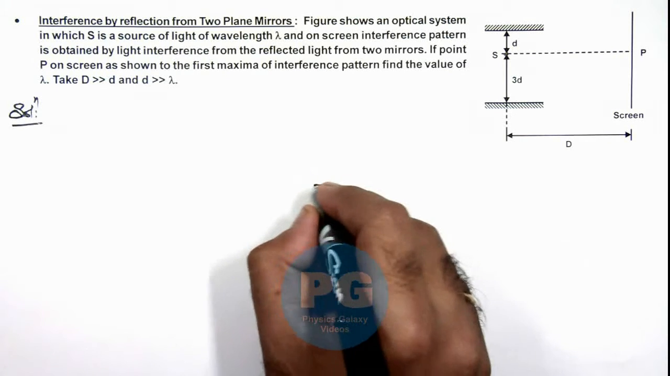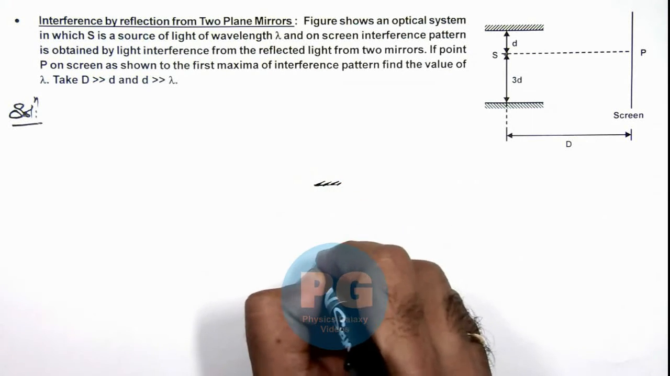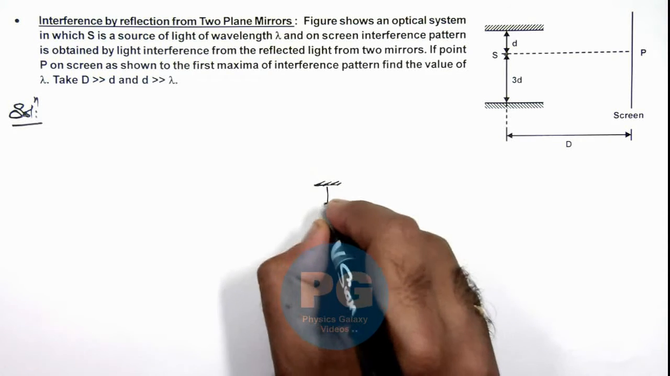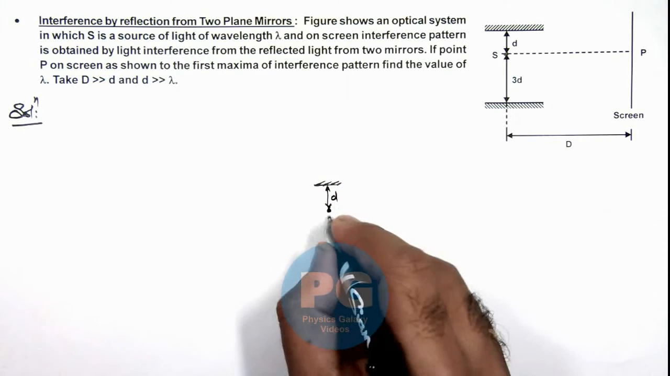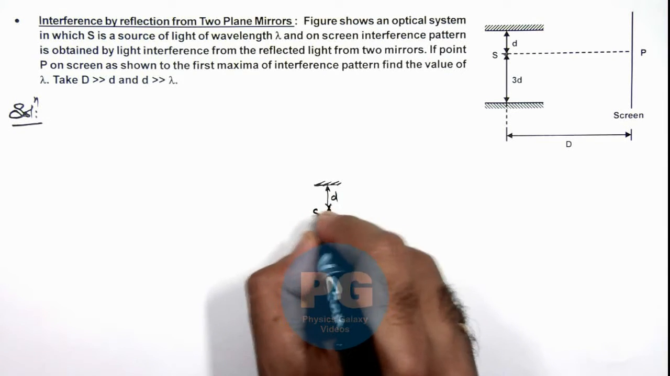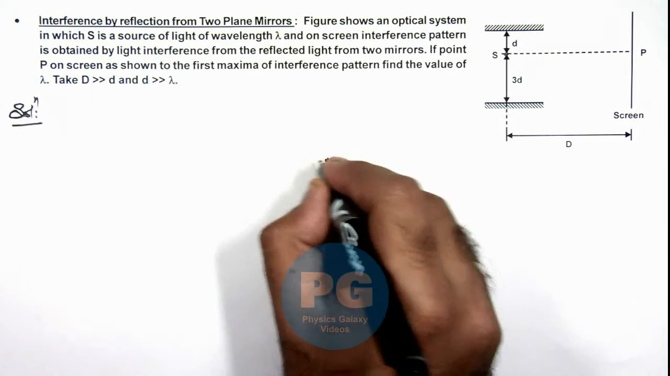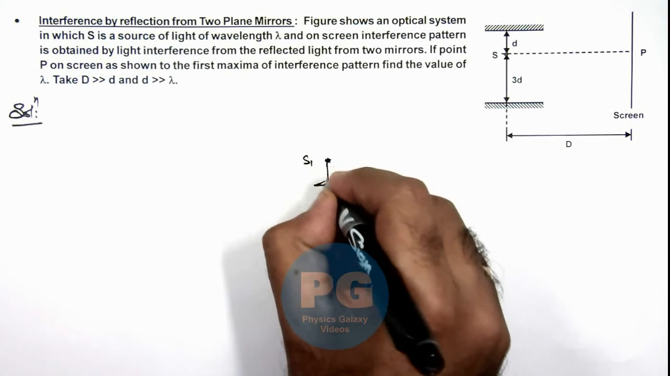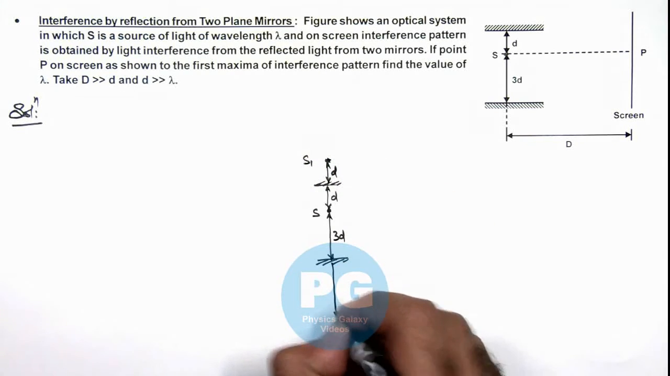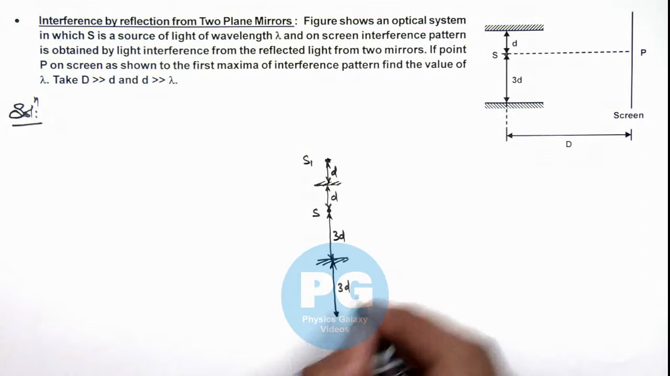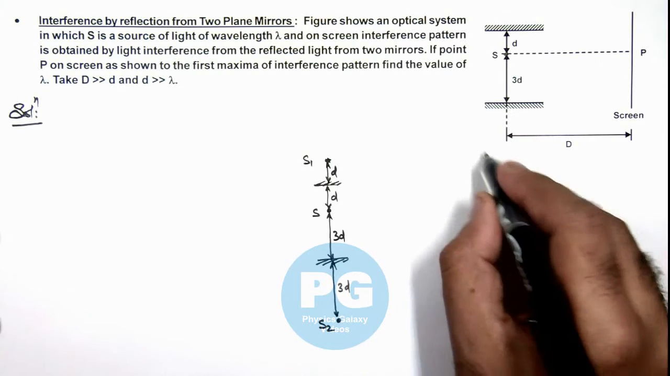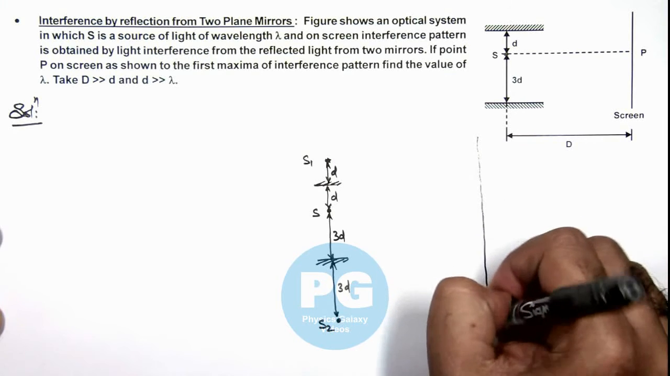Here we can see if these are the two mirrors and the source is located at a distance d from one mirror and 3d from the other mirror, then two images are obtained for the source. One is S1 at a distance d from the first mirror and another, S2, at a distance of 3d from the second mirror. And this is the location of a screen.